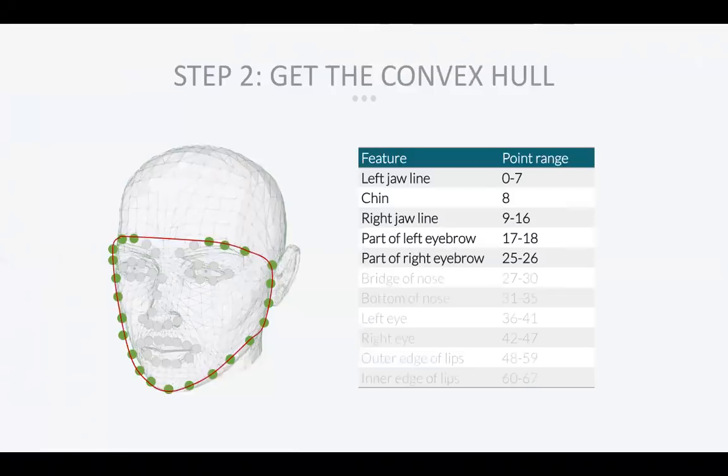So you could easily generate this convex hull by hand, by taking only the landmark points that form the outer edge of the face. But you don't have to do it by hand because OpenCV has a very nice method built in that can calculate the convex hull for you. So let's do that. So I'll go back to the code.